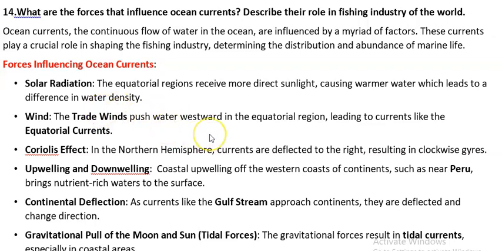The trade wind pushes water in the westward direction in the equatorial region. That is known as equatorial current, north equatorial and south equatorial current. We have studied, right? Now, when the particular thing is moving towards the north and south, whether it is in northern hemisphere or southern hemisphere, that will be affected by Coriolis force. So now start talking about it.